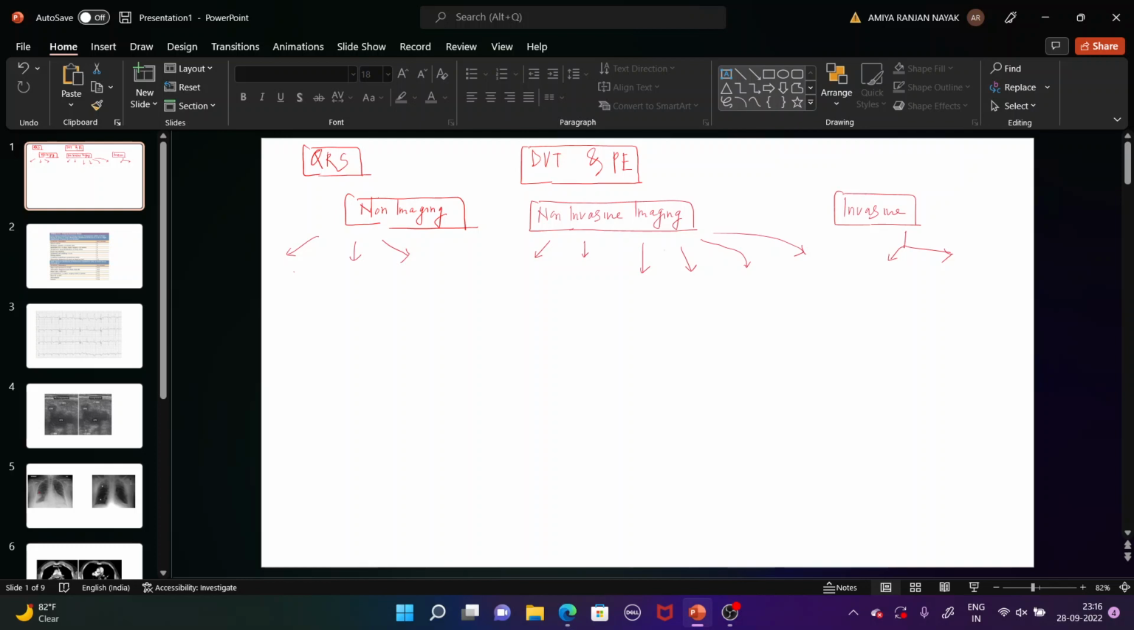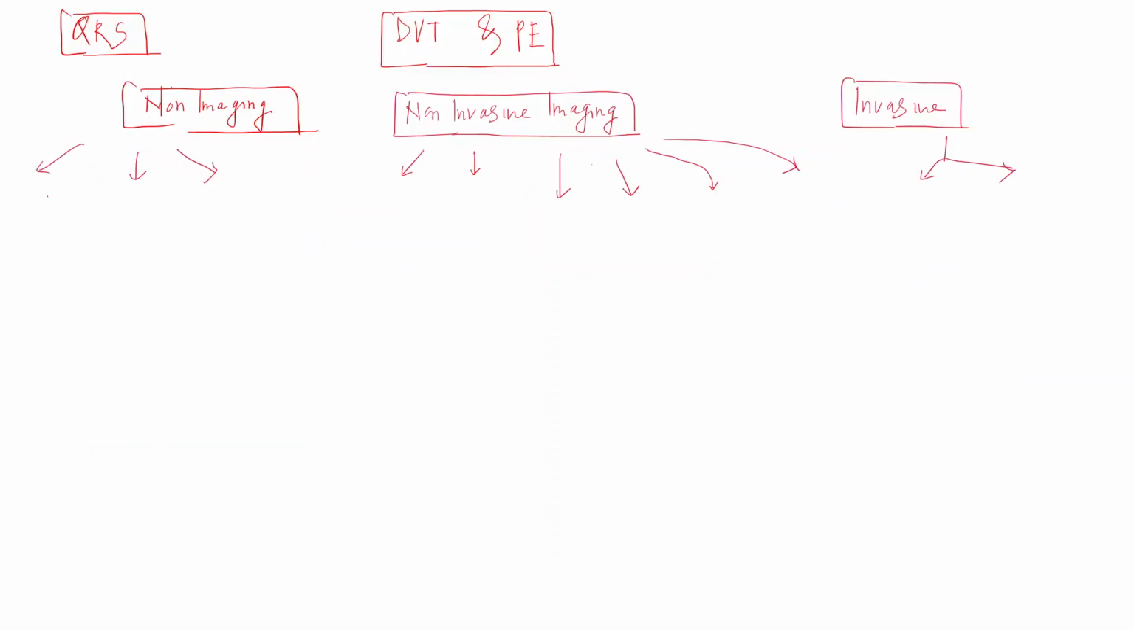Today we are going to study the diagnostic part and the management part of deep venous thrombosis and pulmonary embolism. Okay, so the investigative modalities for diagnosis are divided into three groups. One is non-imaging modalities, one is non-invasive imaging modalities, another one is invasive imaging modalities. Now start with non-imaging modalities.